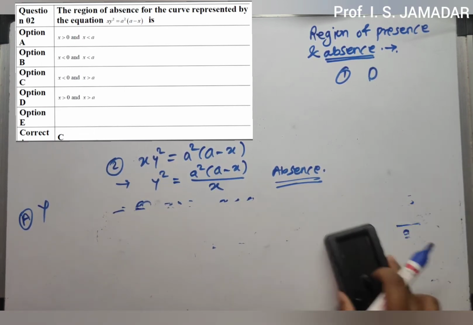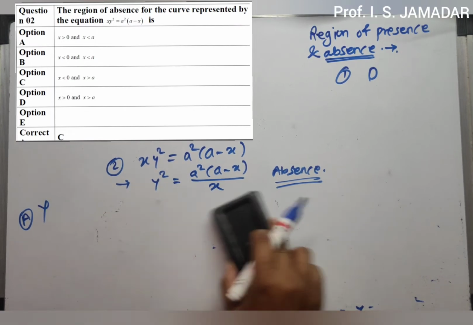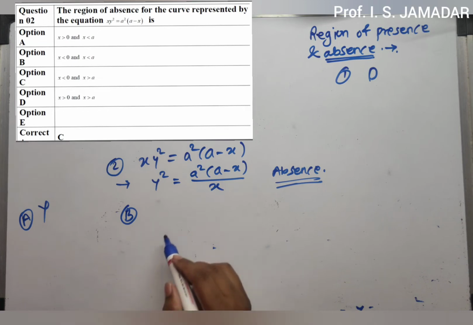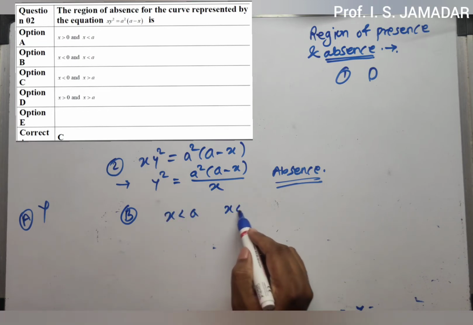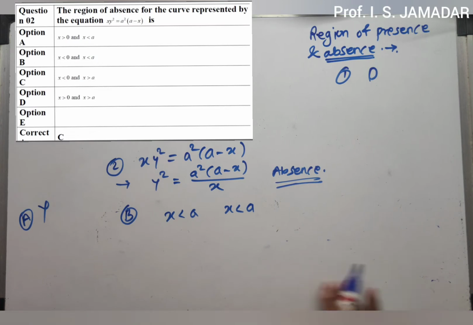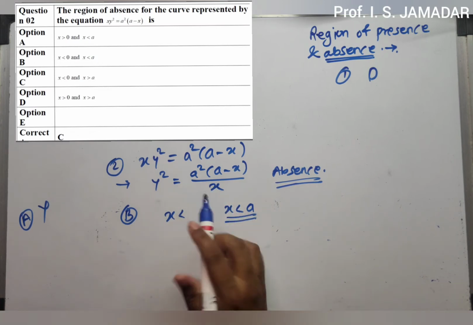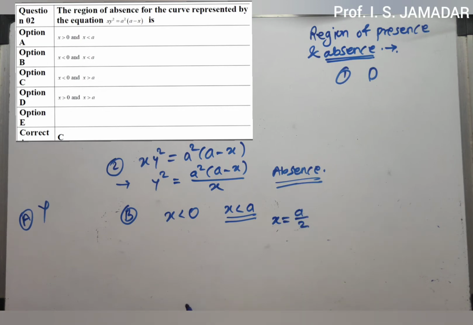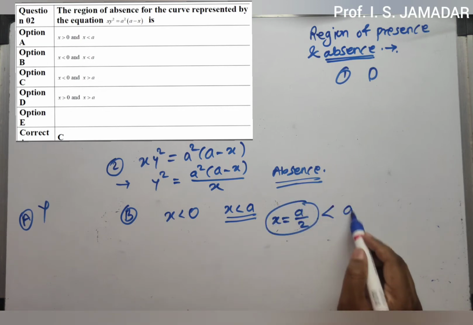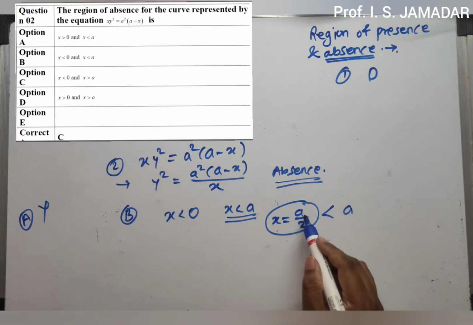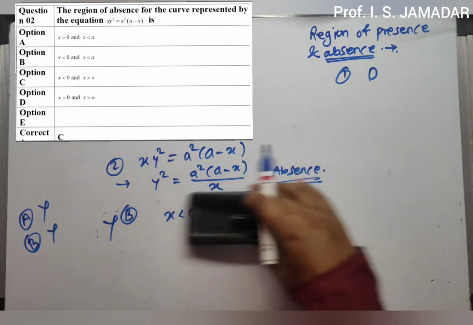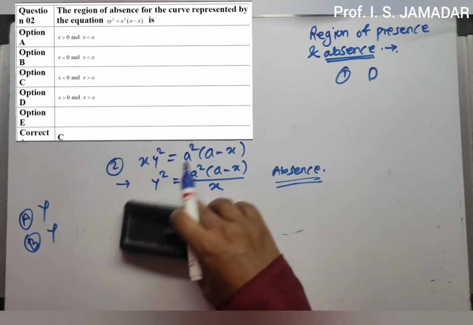So let us check option B. Now what is option B? x less than 0 and x less than a. You can see that for x less than a, in option A itself we have checked x equal to a by 2, and this a by 2 is less than a, and for this the curve is existing. It means this is also wrong, means B is also wrong. The curve exists for x less than a. So option B we cannot say is the answer.